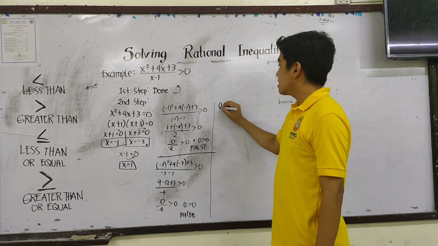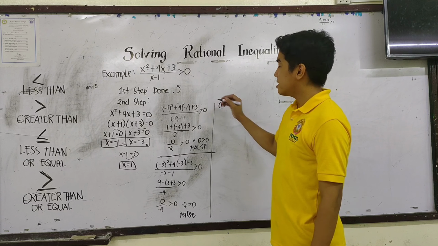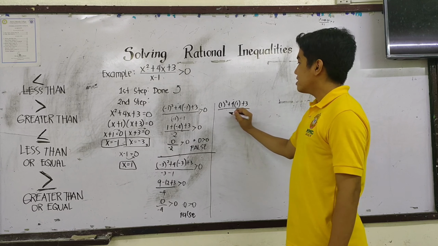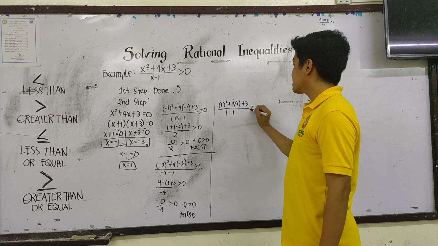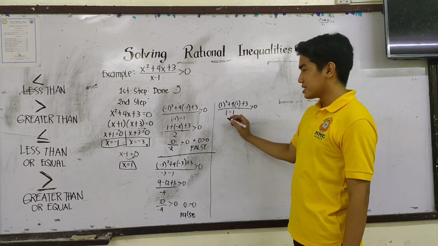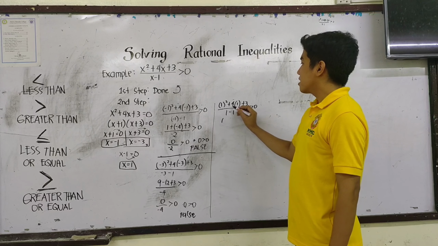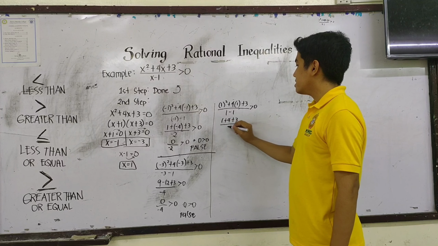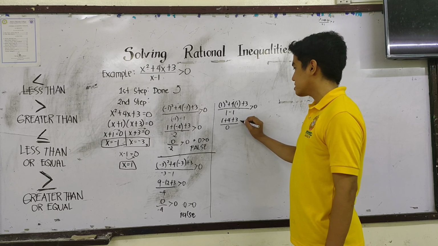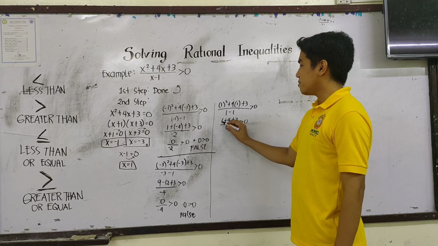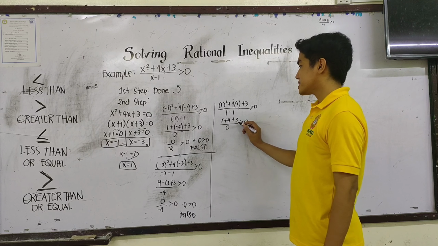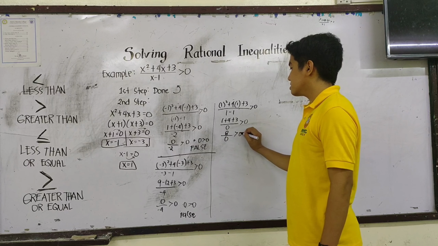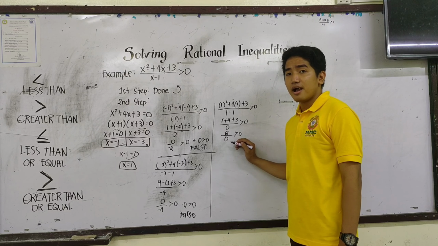So, we have 1 multiplied by 1 squared plus 4 multiplied by 1 plus 3 all over 1 minus 1, is it greater than 0? So 1 squared is equal to 1. 4 times 1 is equal to positive 4, plus 3, all over 0. 1 minus 1 is 0. So 4 plus 1 is 5, plus 3 is 8. 8 all over 0, is it greater than 0?